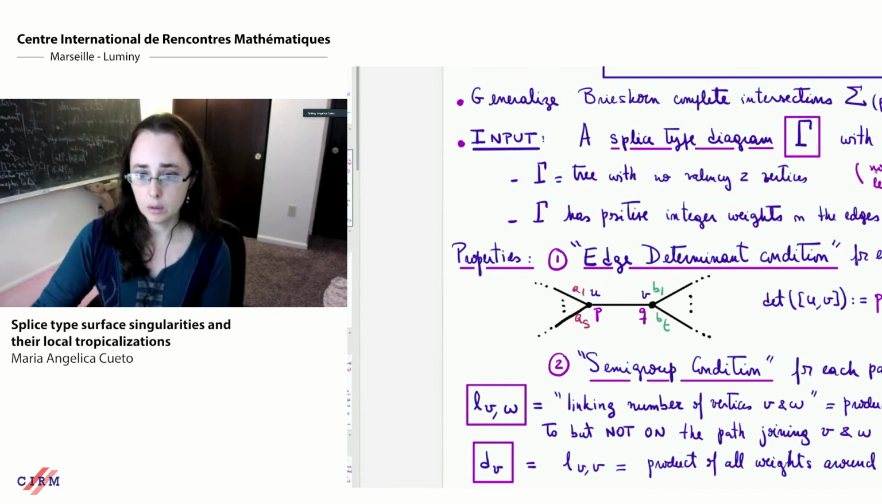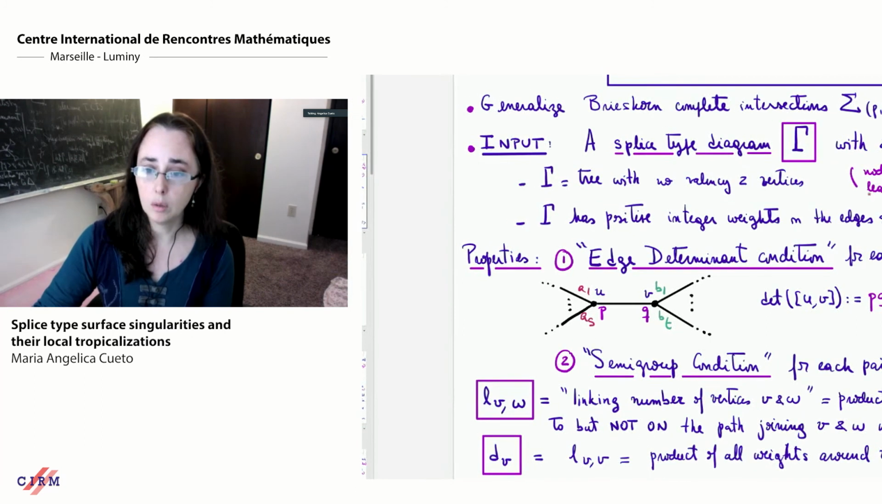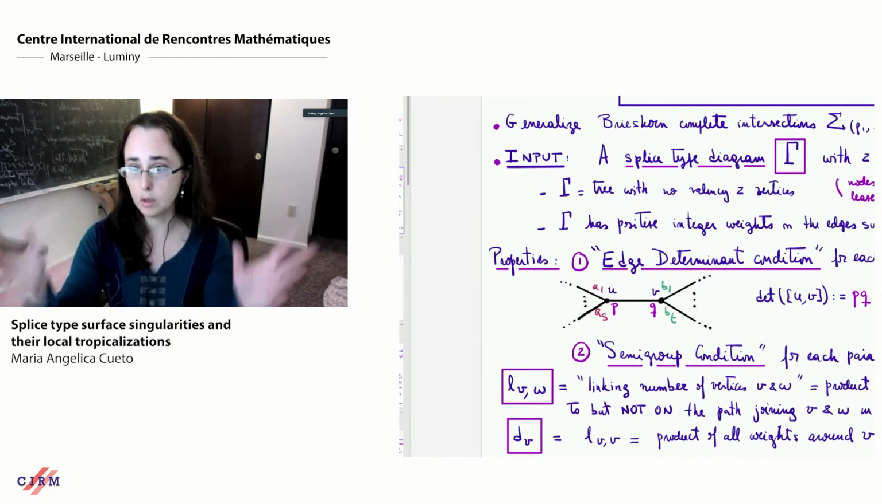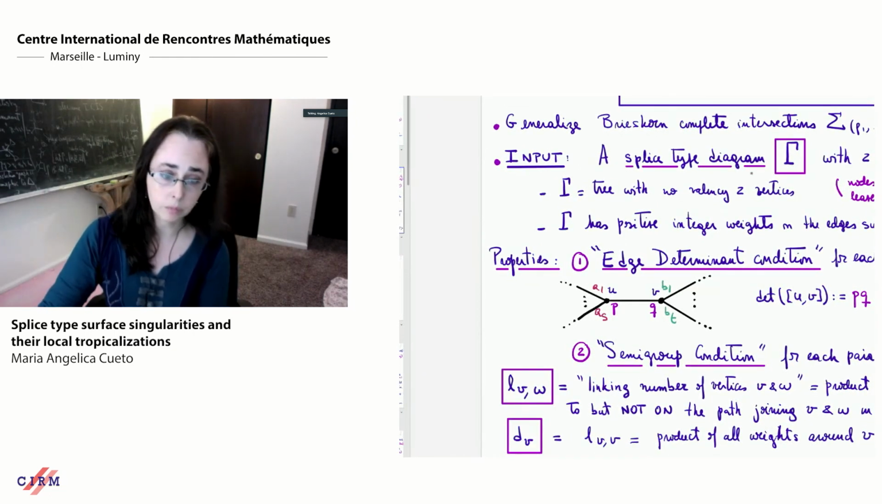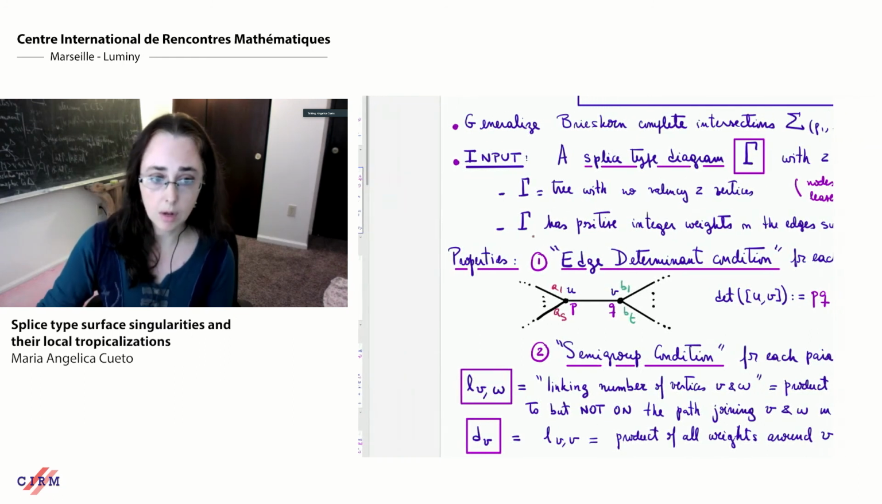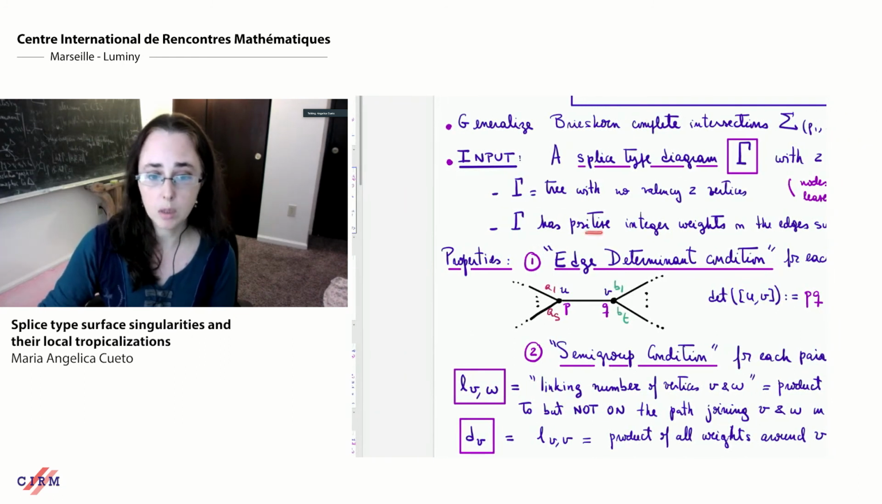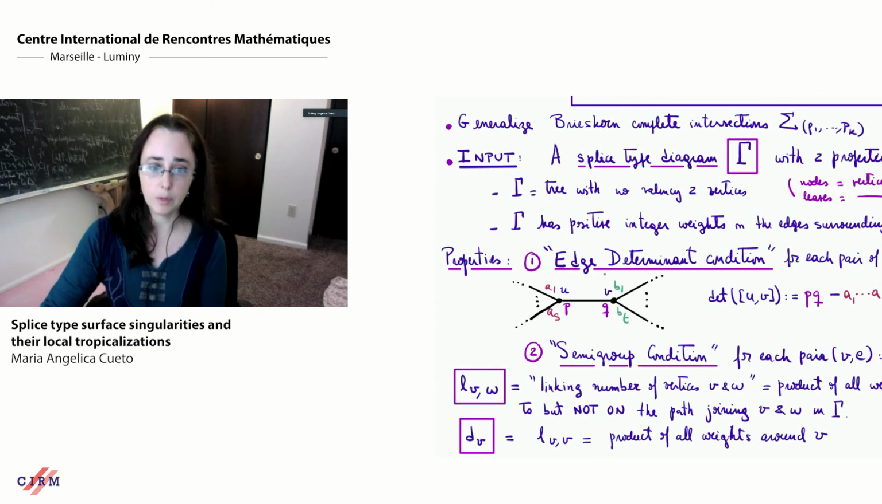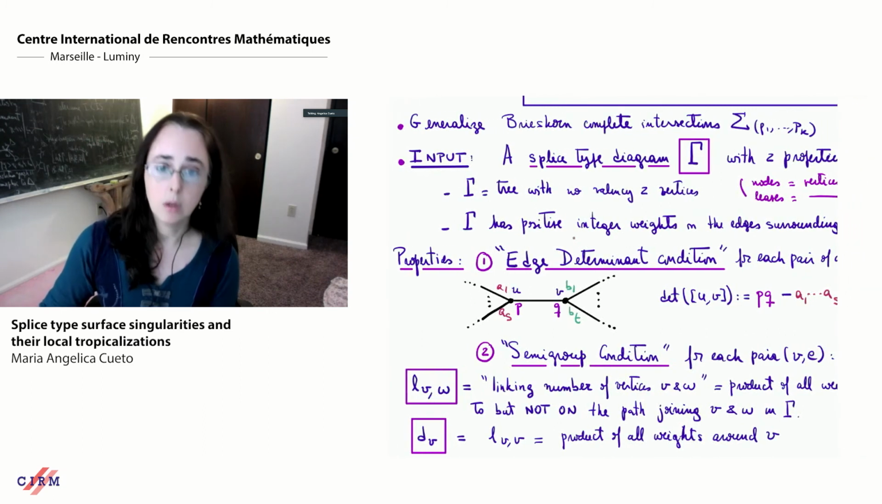Then I'm going to divide the vertices of my graph into two types. I'm going to call the vertices nodes if their valency is at least 3, and leaves if the vertices have valency 1. If you think about the tree, the leaves are the end nodes of my graph. This is not just a graph, but it's equipped with positive integer weights around every node. For every edge leaving a node, I'm going to have a weight on that edge next to my node. That's the definition of the splice-type diagram.